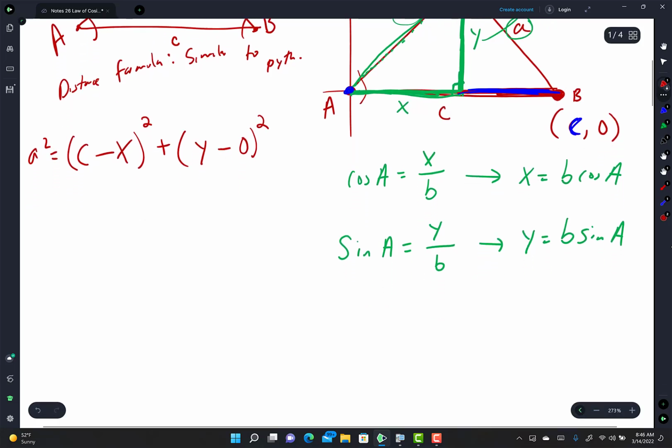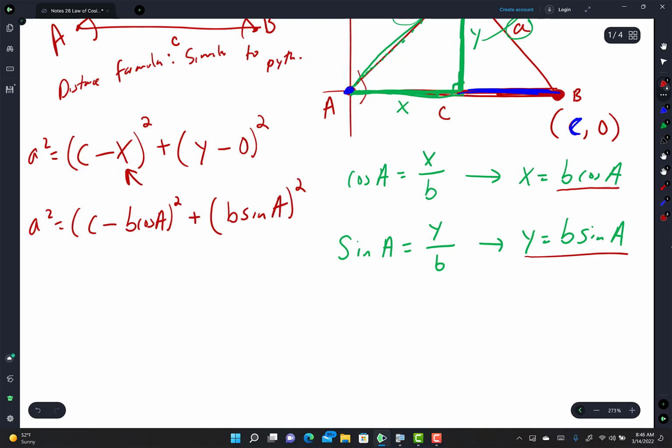I'm going to replace the x. Chavez, what are you going to replace it with? With B cosine A. So I'm going to write A squared equals parentheses C minus B cosine A, close it squared, plus, and I'm going to replace the y with B sine A. B sine A, close it squared. Are we still okay, guys?